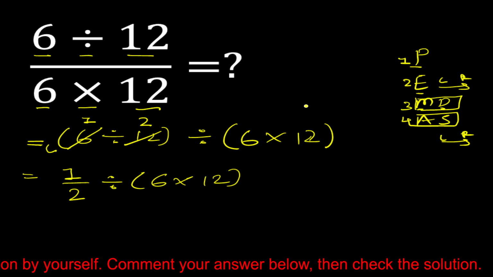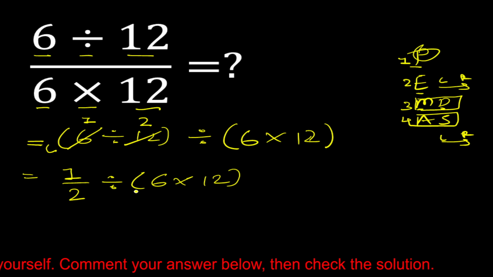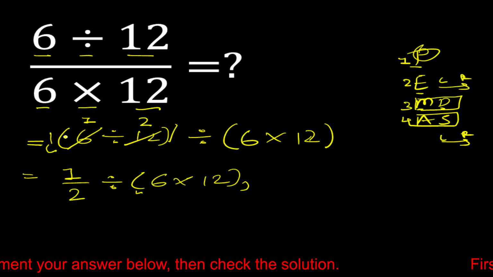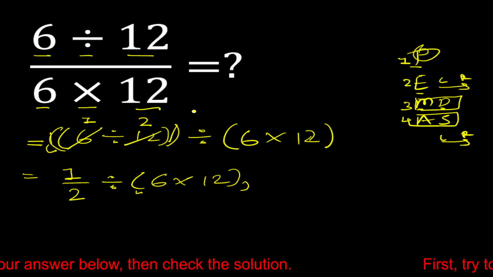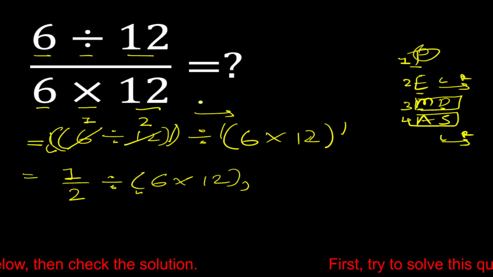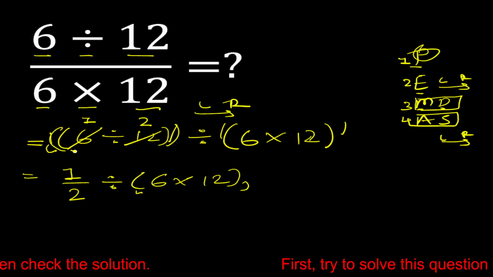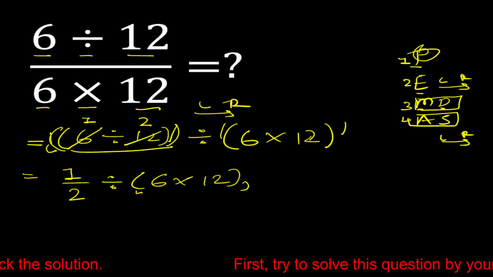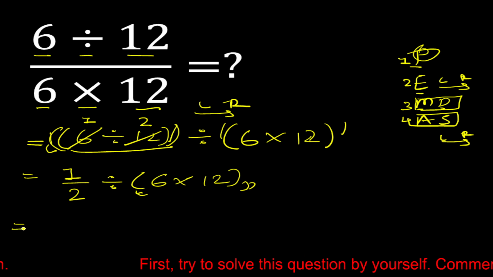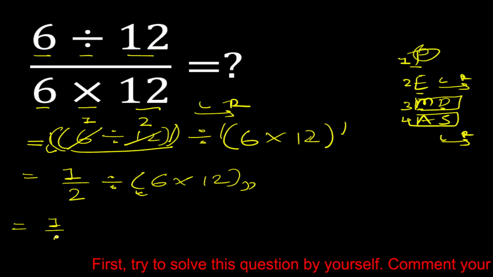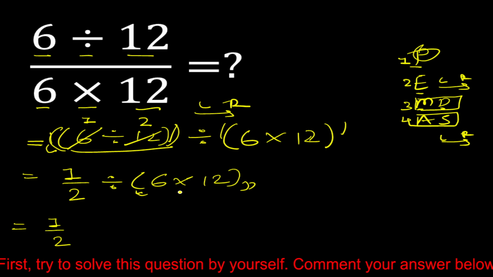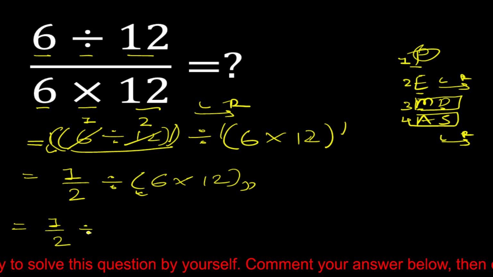Now according to PEMDAS rule, first we have to solve parenthesis, okay? Here there are two parentheses and both have equal priority, so we have to solve from left to right. First we solve this parenthesis, now we solve this parenthesis. So it is equal to 1 by 2, then 6 multiply 12, that is 72.